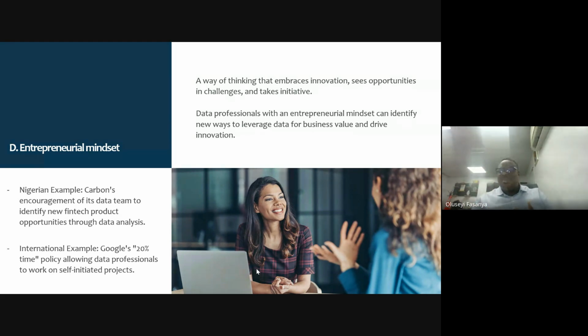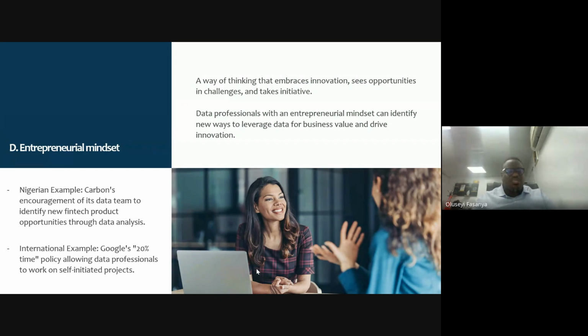That's the entrepreneurial mindset that every recruiter, every organization actually wants. So data professionals with an entrepreneurial mindset can identify new ways to leverage data for business value as well as drive innovation. On the Nigerian space, Carbon's encouragement of its data team to identify new fintech product opportunities through data analysis talks to that skill set.